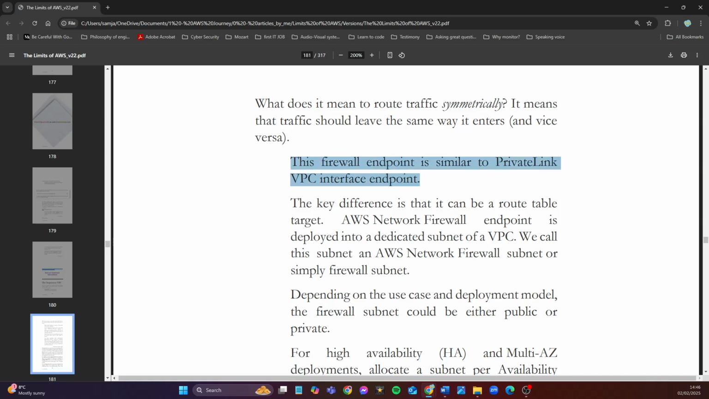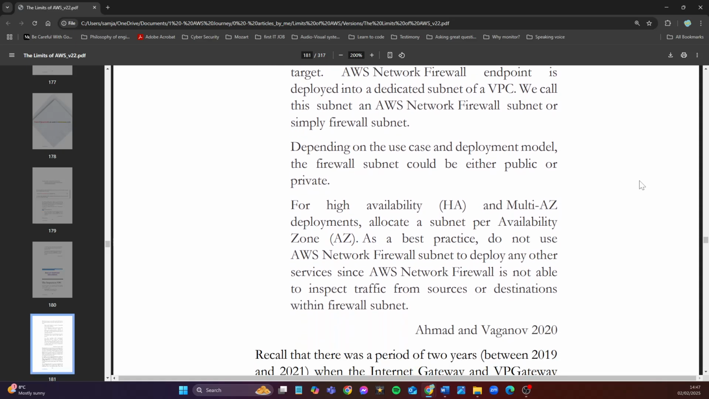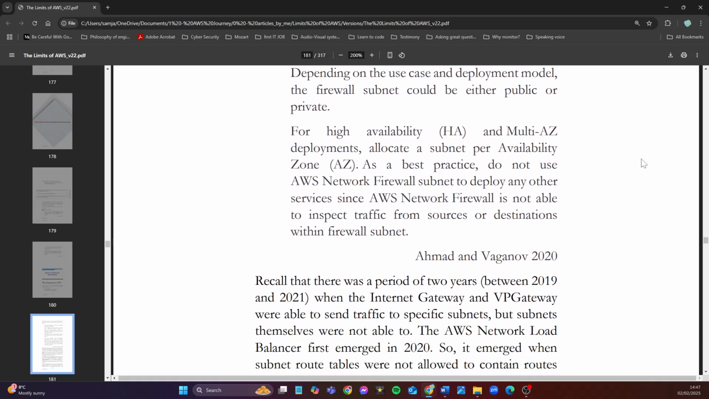This firewall endpoint is similar to private link VPC interface endpoints. The key difference is that it can be a route table target. AWS Network Firewall endpoint is deployed into a dedicated subnet of a VPC. We call this subnet an AWS Network Firewall subnet, or simply a firewall subnet. Depending on the use case and the deployment model, the firewall subnet could be either public or private.